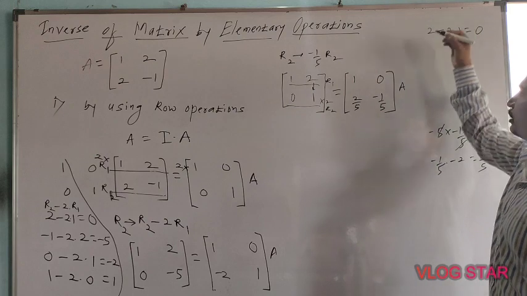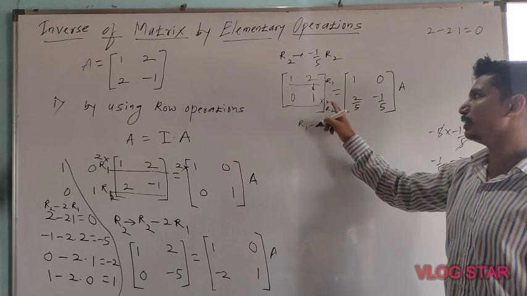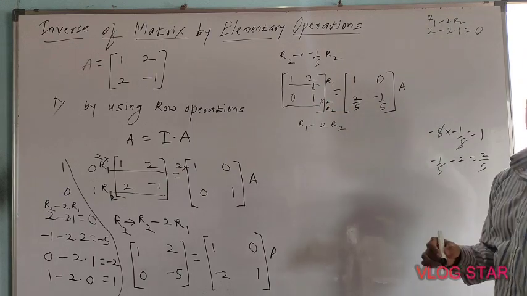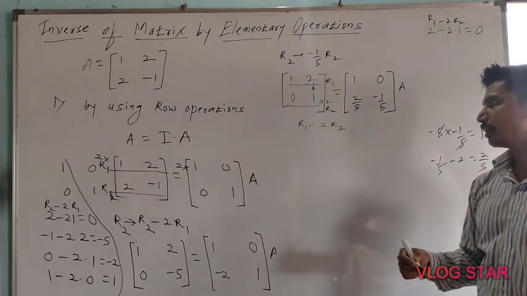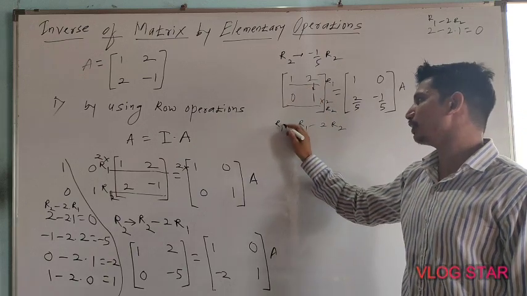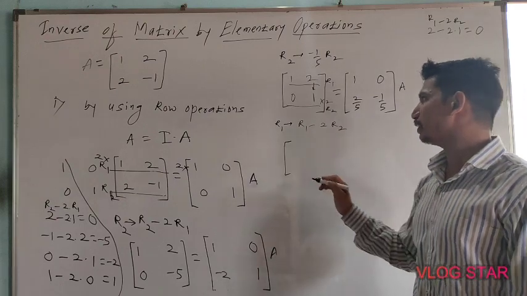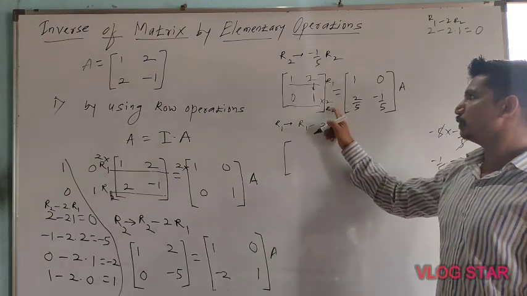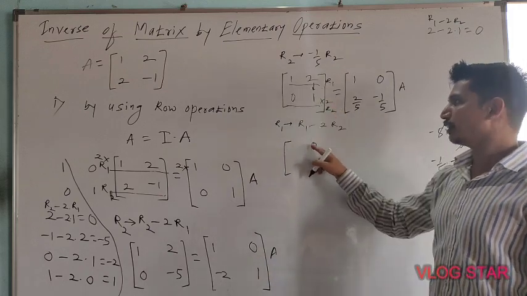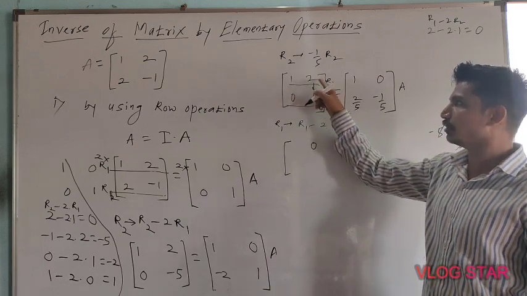So this is R1 minus 2 into R2. So that R1 minus 2 into R2 will come 0 here. That's why I am changing row number 1. See that, I will again change. So 2 minus 2 into 1 here came 0. 2 minus 2 into 1 will come 0.